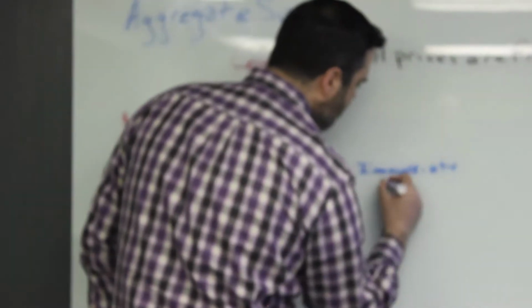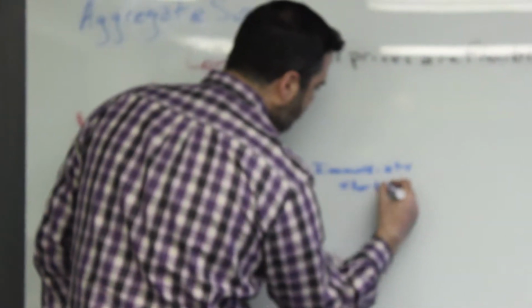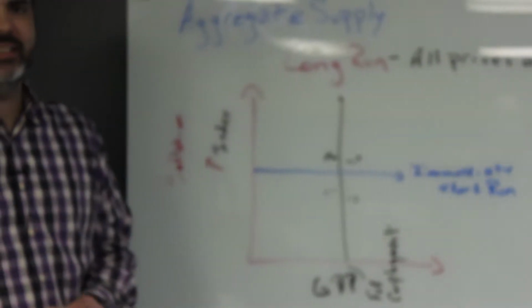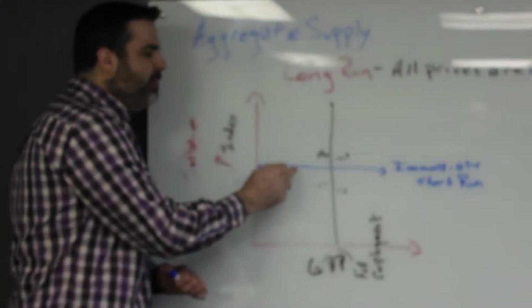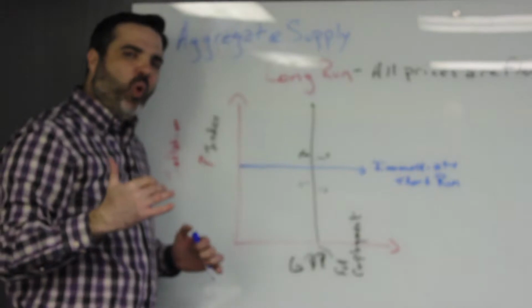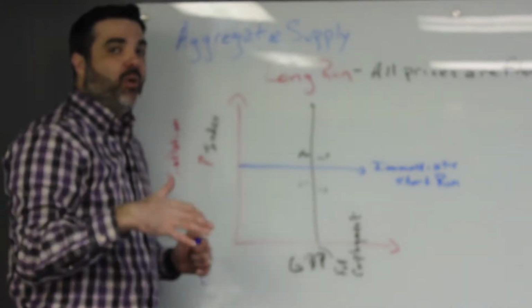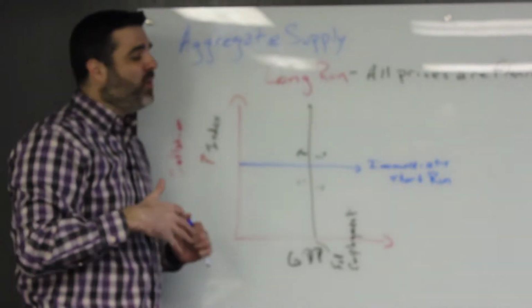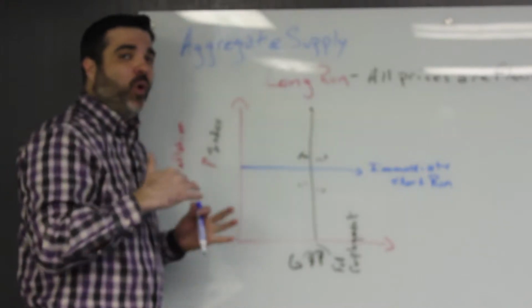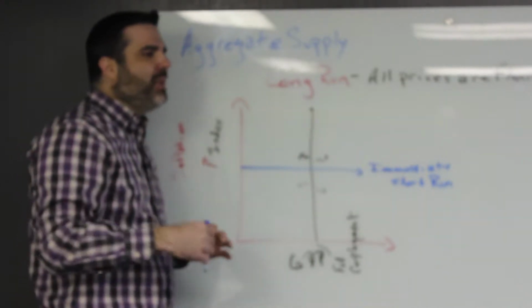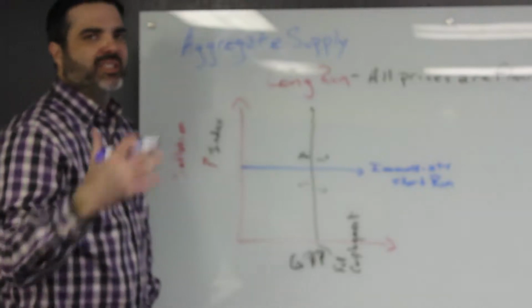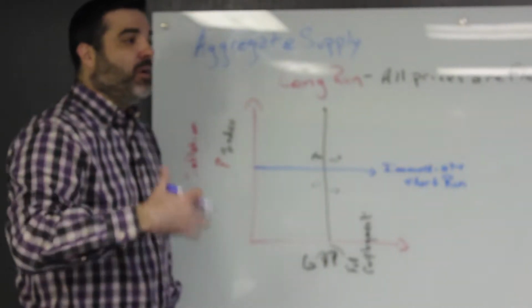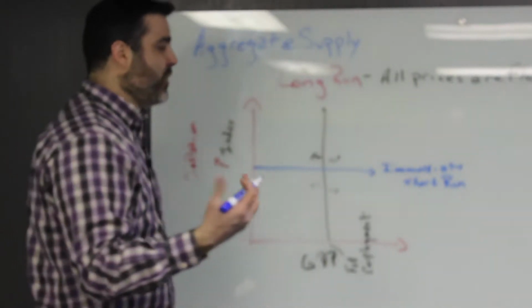And this is the immediate short run. And the immediate short run is a challenging place. It's a challenging place because in the immediate short run, there's not a whole lot that the government can do. There's not a whole lot that spending can do. There's not a whole lot that can be done to alter the economy. Because in the immediate short run, we have a problem with sticky prices.